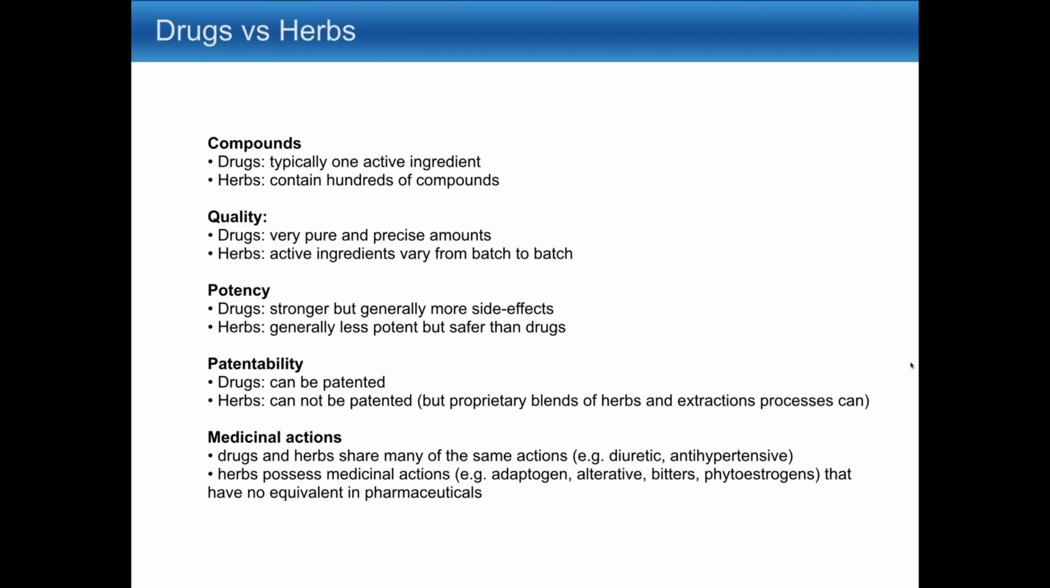Gurmeet is asking a question. He says, I've been told that you can patent a formula or recipe of a herbal supplement, but you have to list each herb and amount. But if you use a proprietary blend, you don't need to list the amount. Or is that correct?